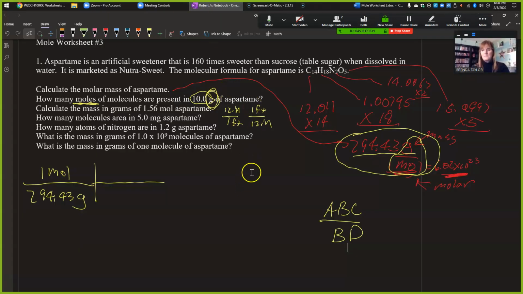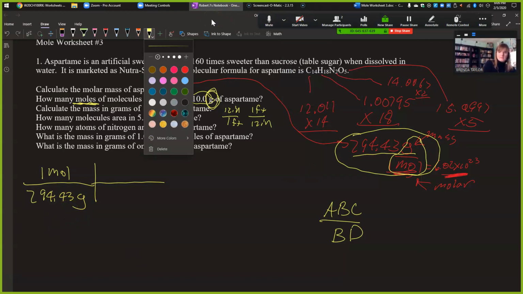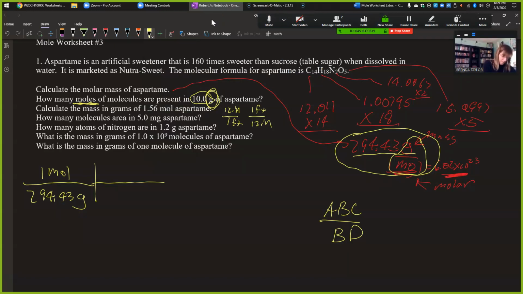Okay, so do you see this ABC divided by B and D? Mathematically, what would you do here? You cross off the B's, right? B divided by B is equal to 1, so it's gone. So do you see this gram over here? That gram right there? I need to get that gram to cancel out. So how am I going to do that? I need a gram in the numerator.